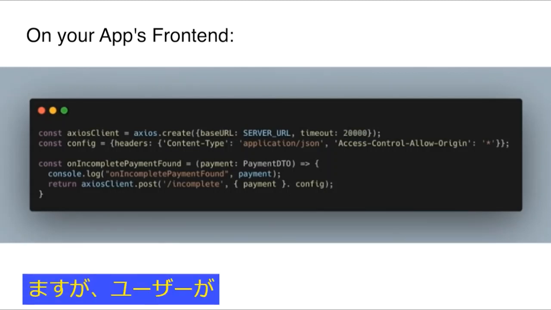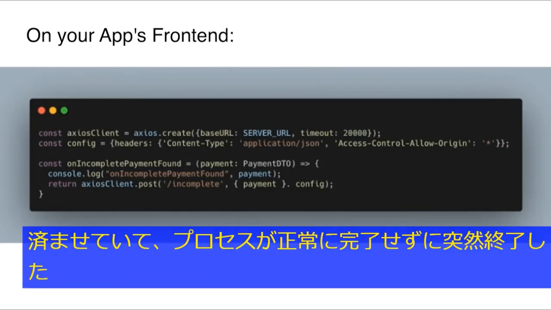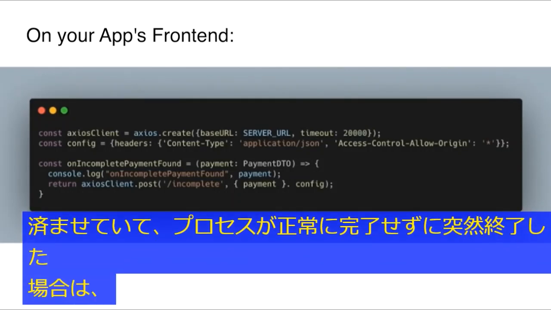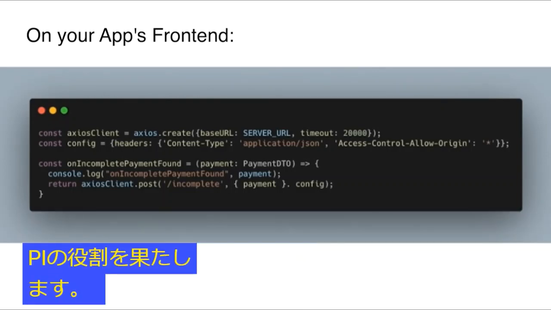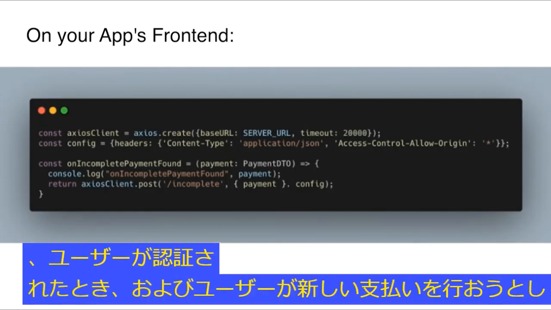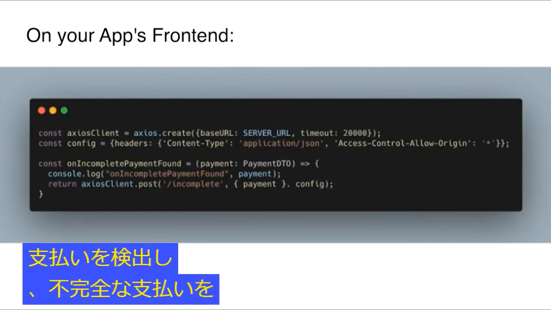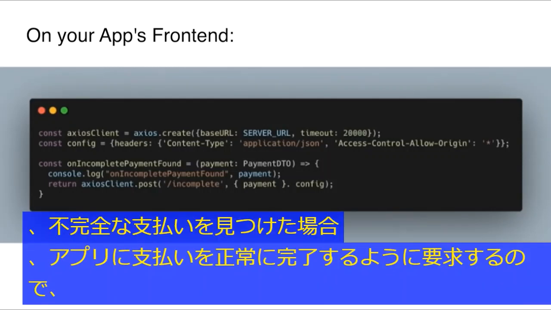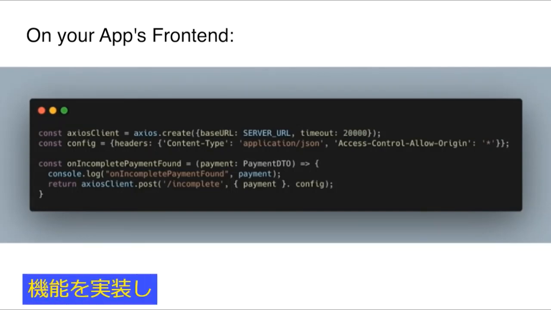But what if the user already paid and all of a sudden the process ends without being completed gracefully? That's where this function comes in and plays its role. The Pi SDK will detect such a payment when the user is authenticated and when a user tries to make a new payment. And if it finds an incomplete payment, it will request your app to complete the payment. Okay, so we are going to implement the functions in a minute.